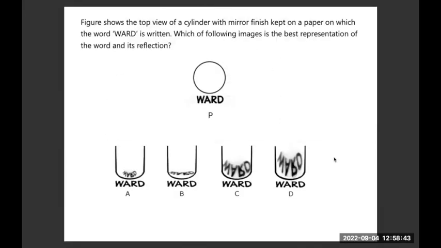All right. Here you're given a word, which is written here, and this is like a mirror cylinder. This is like a cylinder with a mirror finish, sorry, and the word is written on a paper in front of it. Which of the following images, MCQ based question, only one answer is correct, will be the correct reflection of the word on the mirror finish of the cylinder?